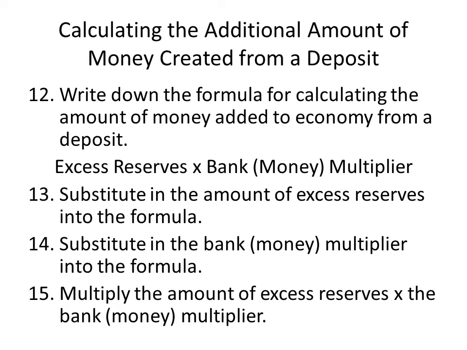The final step in the process is to calculate the actual amount of money that is put in the actual increase in the money supply. This is done by writing down the formula for calculating the amount of money added to the economy from a deposit, which is excess reserves times the bank or money multiplier.